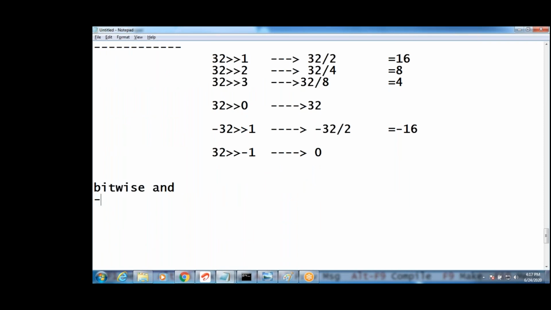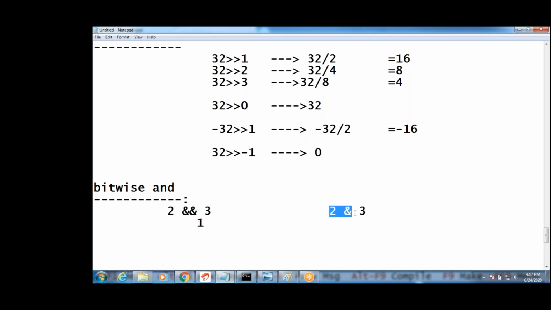Now next one, guys. That example completed. Bitwise AND, simple, guys. What are the bitwise AND and bitwise OR? What is a logical AND? See this. This is a logical AND, 2 and 3. This is a bitwise AND. What is a logical AND and what is bitwise AND?